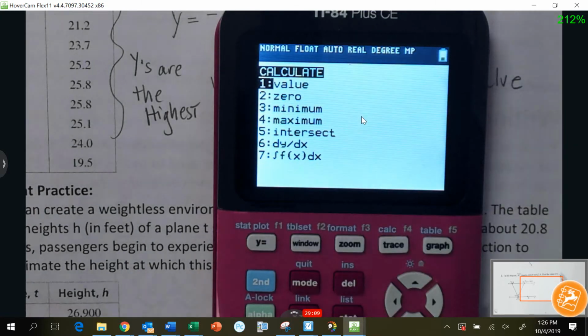Do you guys know what we're going to press? We're trying to find the maximum value. You're going to press 4. And then I have to explain what's happening next. Oh, you think your data's wrong? Did you not have the same equation?